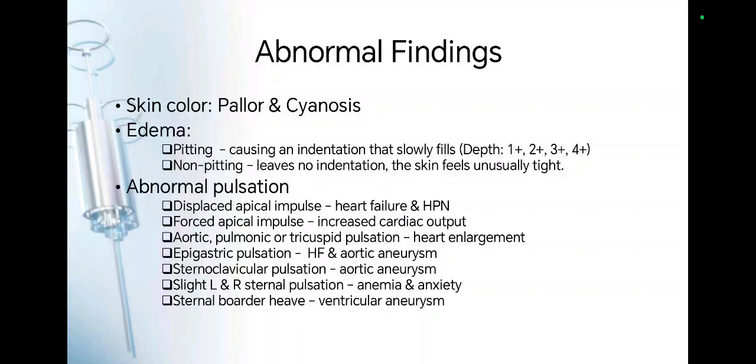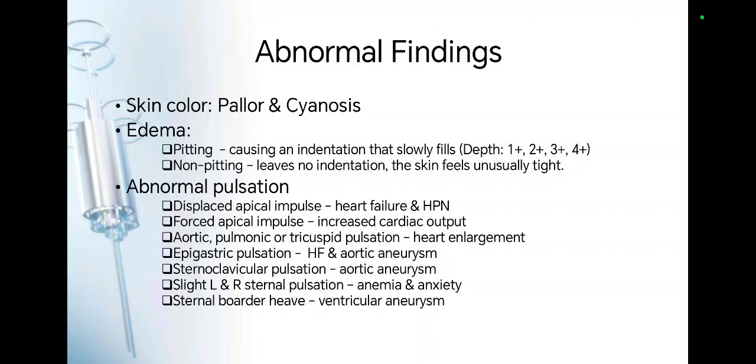Okay, so again, normal findings that we can find in assessing your cardiovascular system. For the skin color, if it's pallor or cyanosis, it may suggest that there is a problem in the cardiovascular system of your patient. For the edema, again, it may be non-pitting or pitting. Pitting causes an indentation that slowly fills, and non-pitting leaves no indentation, and the skin usually feels tight. And then for abnormal pulsations, if it's a displaced apical pulse, it may suggest heart failure or hypertension.